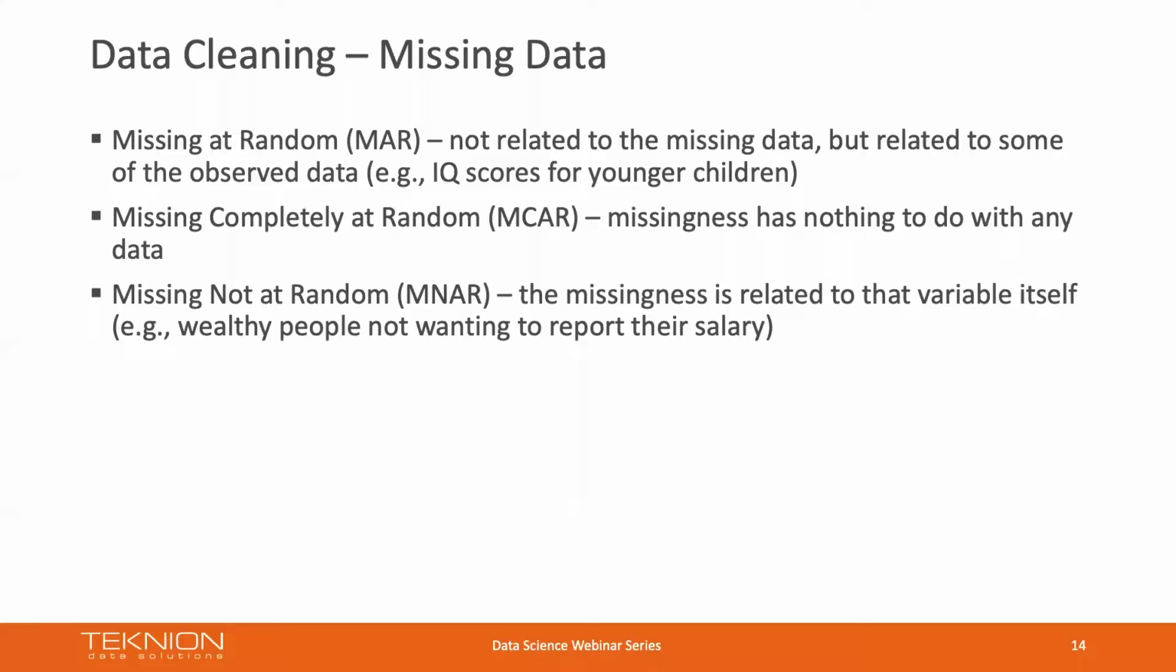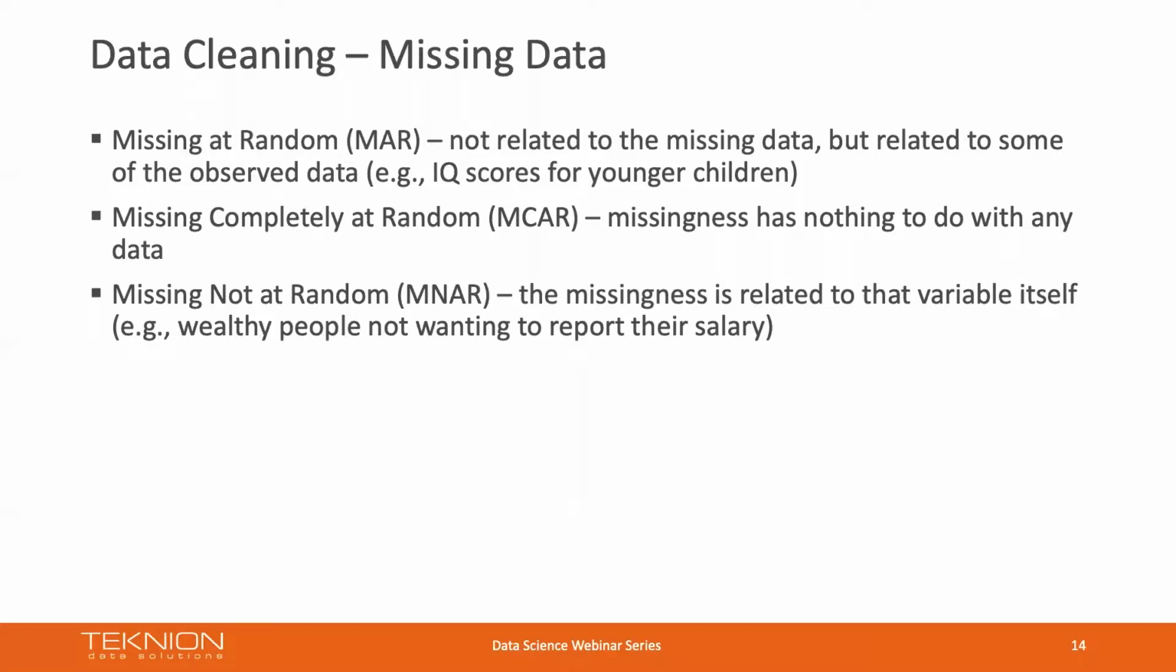When we have something called missing at random, or MAR, it's not completely related to the missing data, but related to some other observed variable. For example, we may be missing IQ scores for some kids, but only because they're younger children and they just haven't had an IQ test yet. It's not because they didn't want to give you their IQ. It's just because they're young and we haven't given them an IQ test yet.